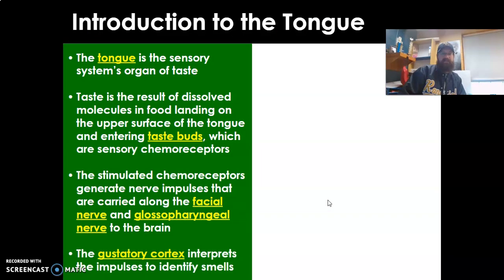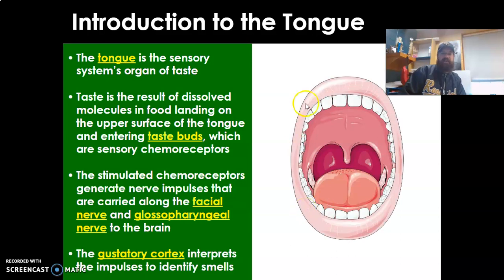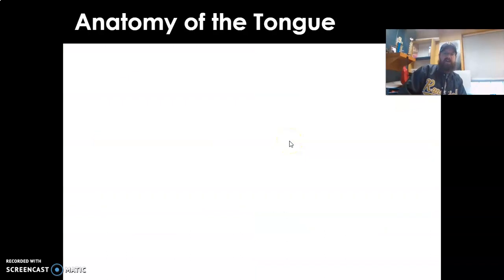Maybe. There we go. All right. Just a quick introduction to this. The tongue. Let's go back.